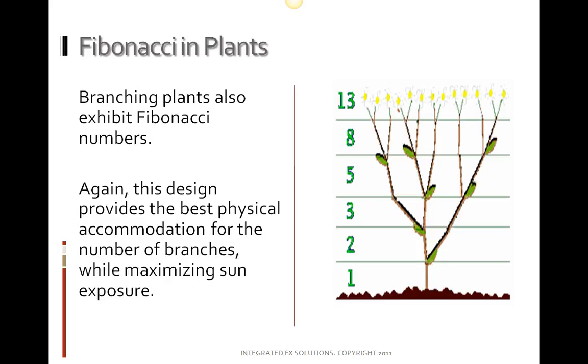The first, we have 1 branch, 2, 3, 5, 8, 13. This is very good for maximizing sun exposure. Without sunlight, plants cannot function effectively, and the branching pattern is ordered in Fibonacci sequence to maximize sun exposure.